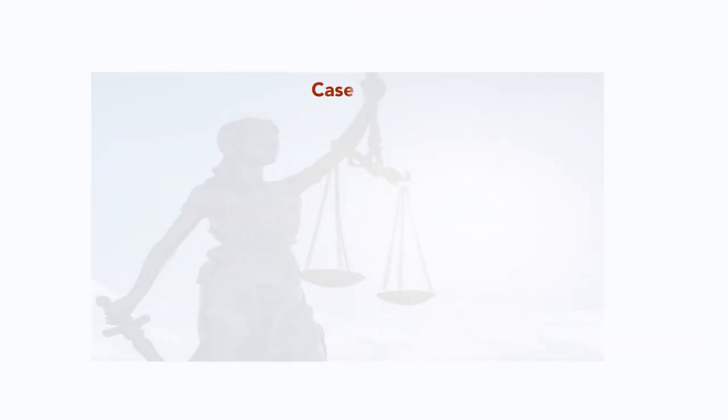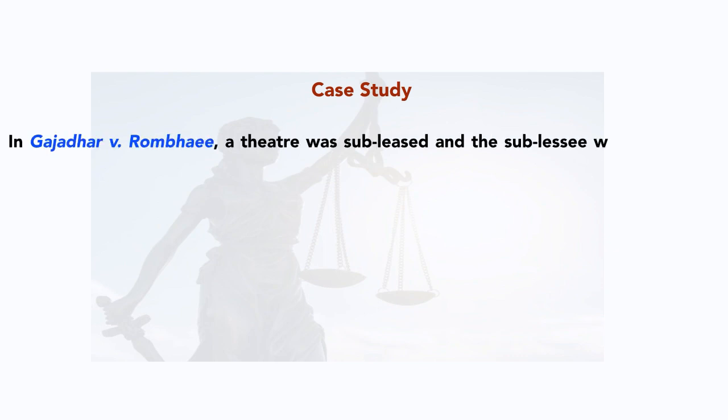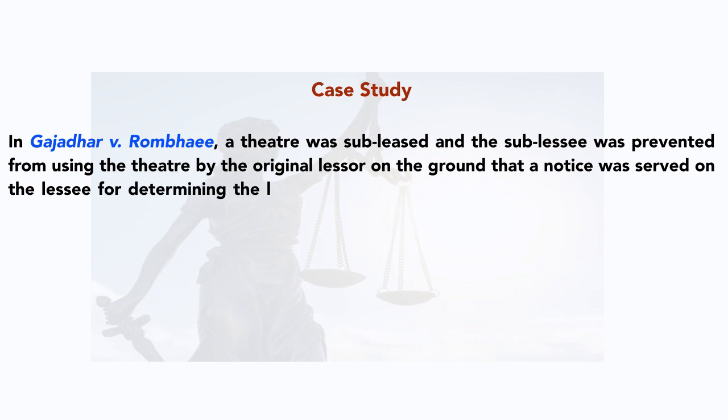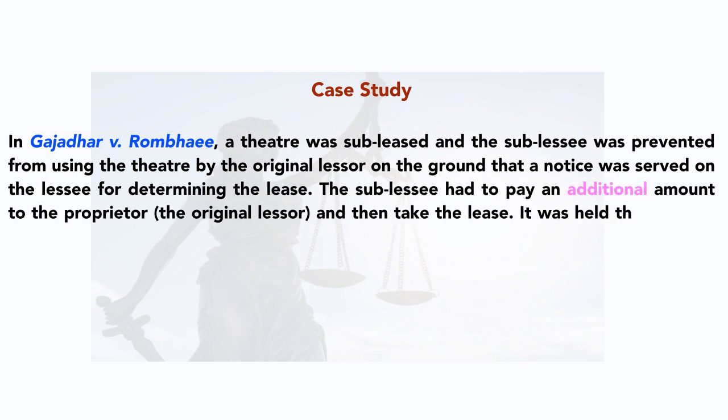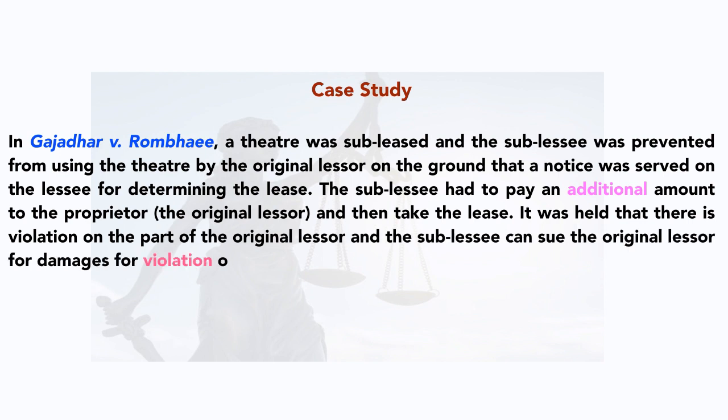The name of the case is Gajadhar versus Rambhai. What happened in this case is a person who had taken a theatre on lease, he sublet. We have discussed the concept of sublet to a third person. But in this case, the real owner of that property created a nuisance to the third party who had taken it on lease from the first lessee. It is an issue of sublet, and in that condition he was creating nuisance, but the court gave the decision in favor of that third party, the final lessee. So this is the issue and the decision of this case.